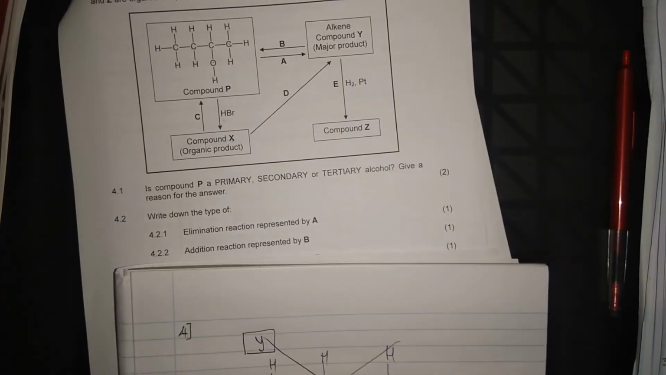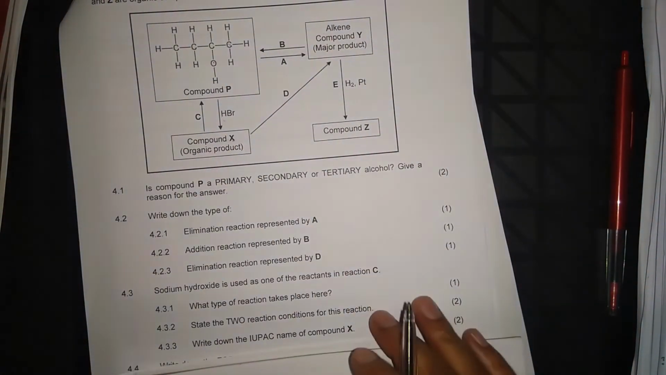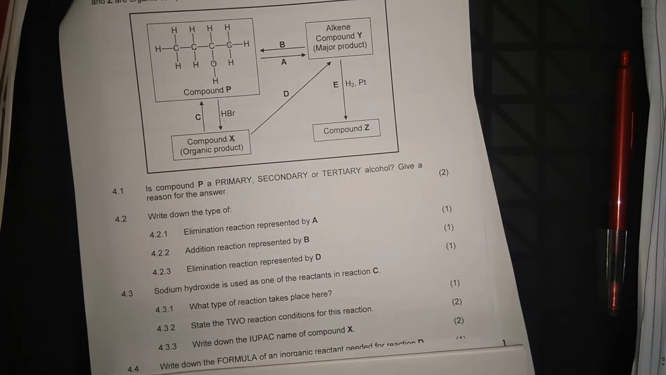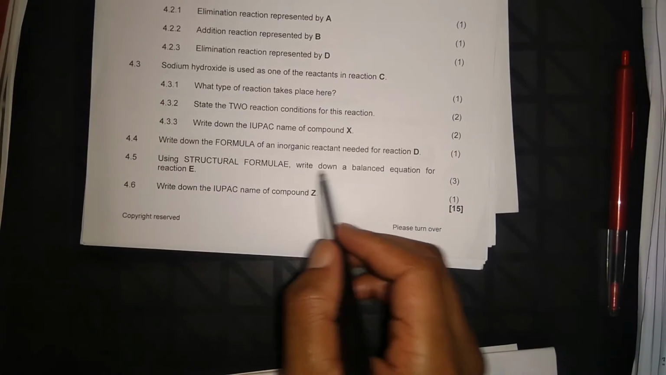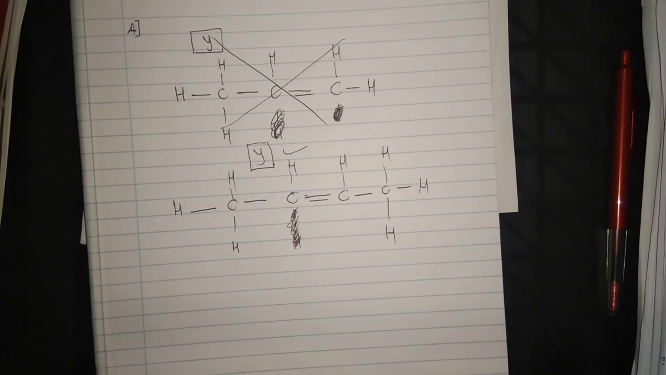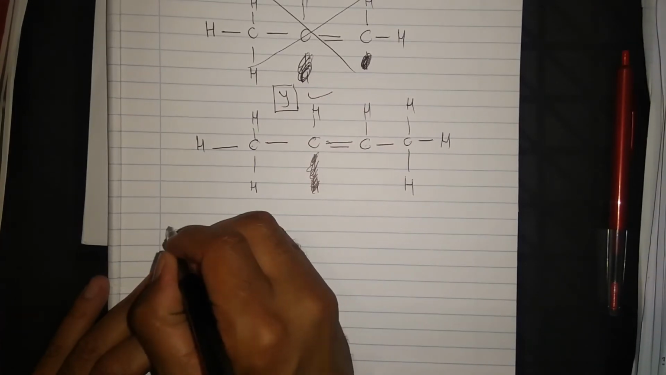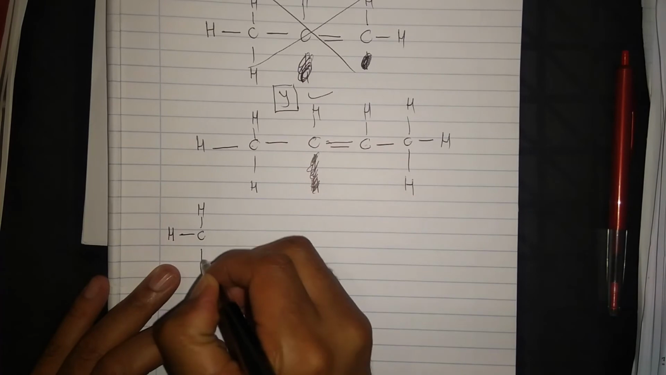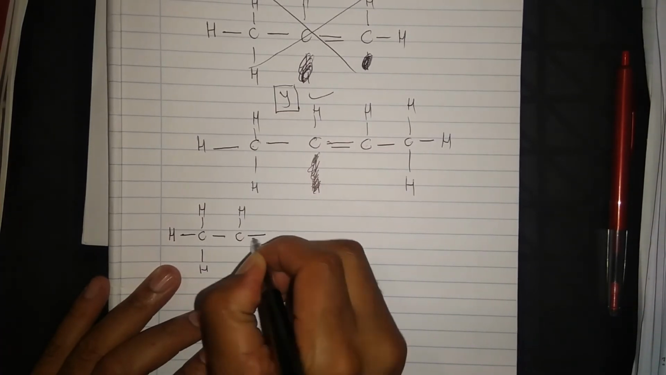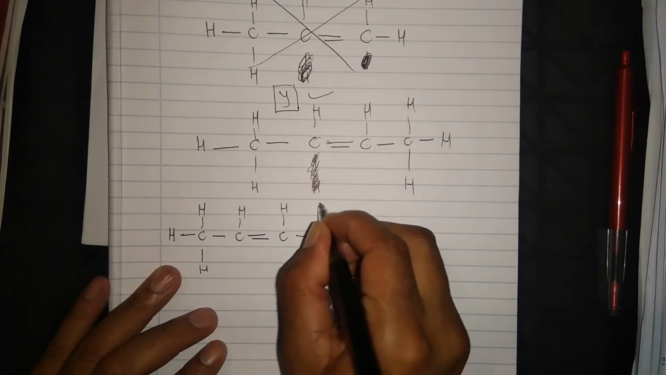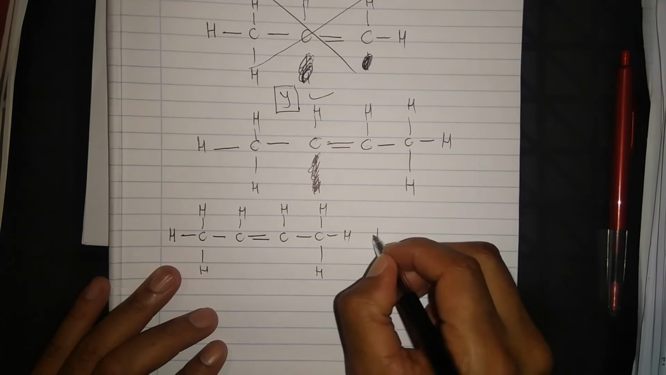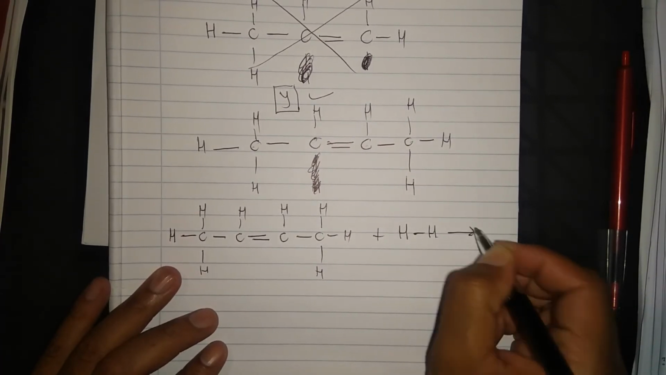So now we add hydrogen gas to compound Y, and that makes reaction E a hydrogenation. Using structural formulas like in 4.5, write down a balanced equation for reaction E. Reaction E is compound Y plus H2.